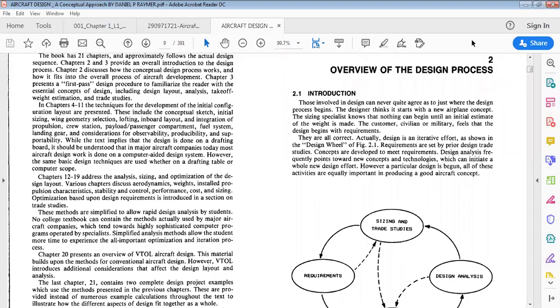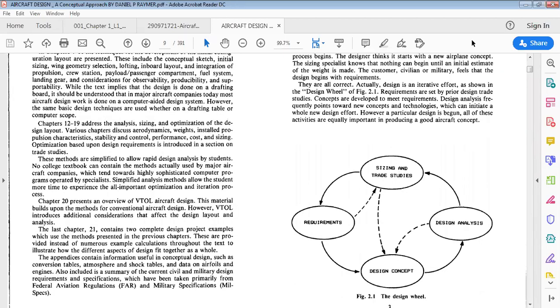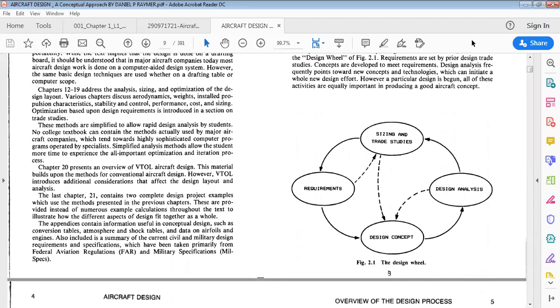So look here, overview of the design process. In the overview of the design process, when I look here in the design wheel, whenever being a design engineer, when the customer comes to you, the first thing you will take up is the requirements from the customer. Clear? So this is called requirements. From the requirements, you will make up the design concept. You will make your design concept ready.